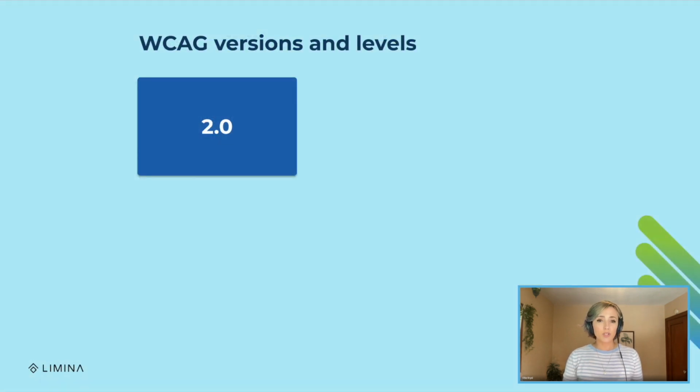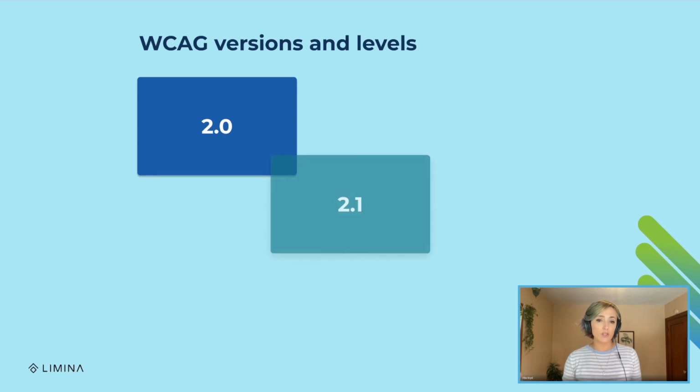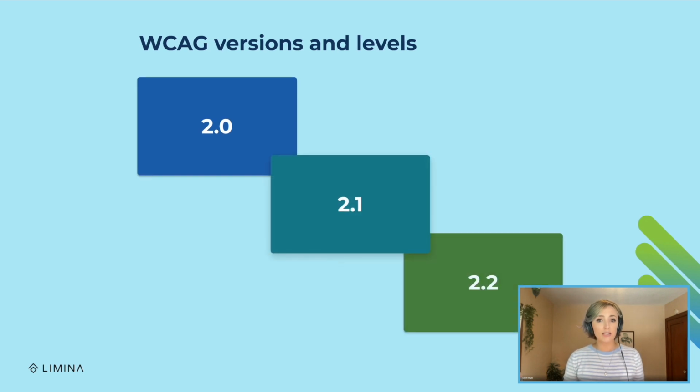There are multiple versions of the Web Content Accessibility Guidelines, each building on the last. The versions are typically released multiple years apart, with WCAG version 2.2 being the most recent at the time of this recording. At minimum, it is recommended to set WCAG version 2.1, or better yet, 2.2 as your organization's eAccessibility standard, as it is the most current and future-proof at this time.